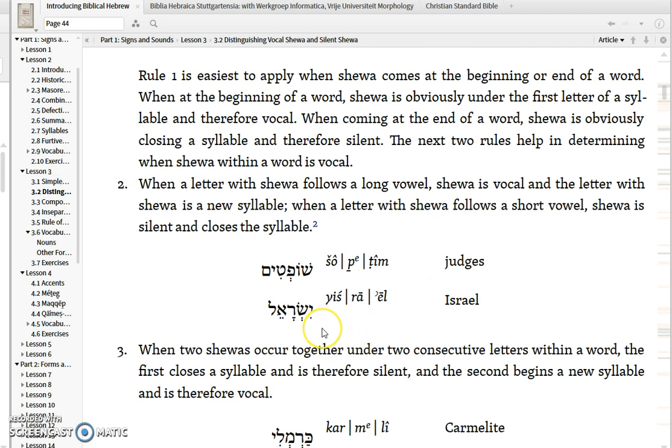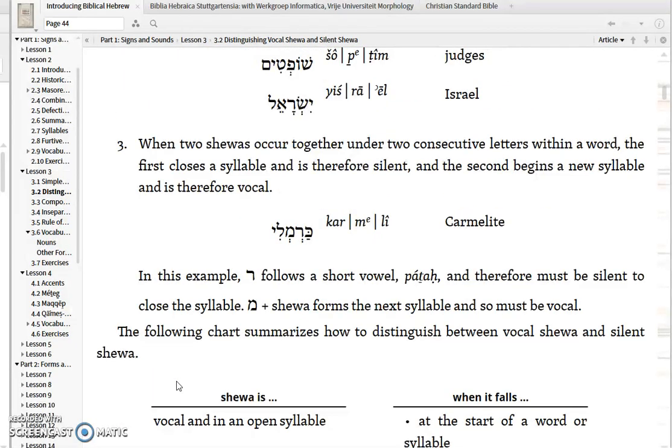On the other hand, if it's following a short vowel, it's going to be silent. So Yisrael, there is no vocalization of the schwa under the sin there in the word for Israel, Yisrael. And again, that's because it's following a short vowel. A short vowel, unaccented closed syllable is going to have a short vowel. And so this is just an indication that this is a closed syllable, and therefore the schwa is silent.